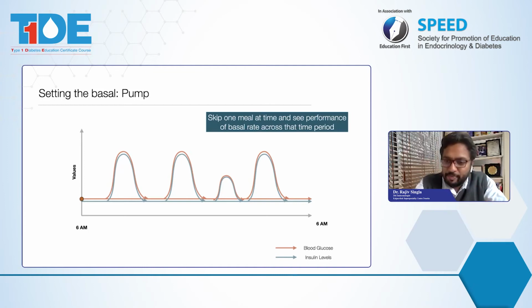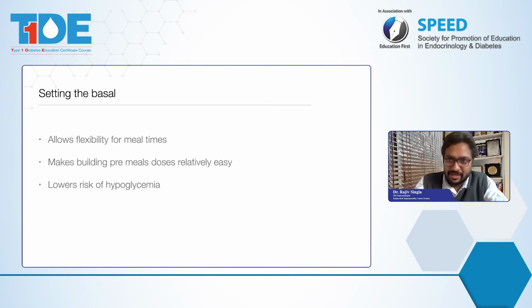There is nothing more important than setting your basal, because if you set your basal, now you know that even if you're not going to eat, you do not need any pre-meal insulin. So it allows flexibility of meal time. If I take my lunch at 1 o'clock, or at 2 o'clock or 3 o'clock, it should not matter to me, because I know that my basal is enough, and whatever my baseline glucose looks like, it is going to stay where it is.